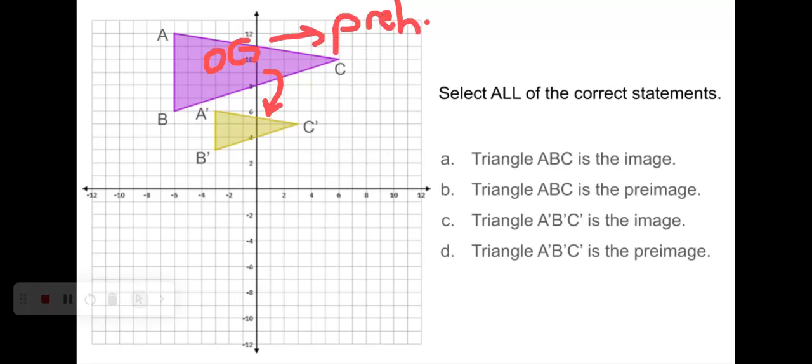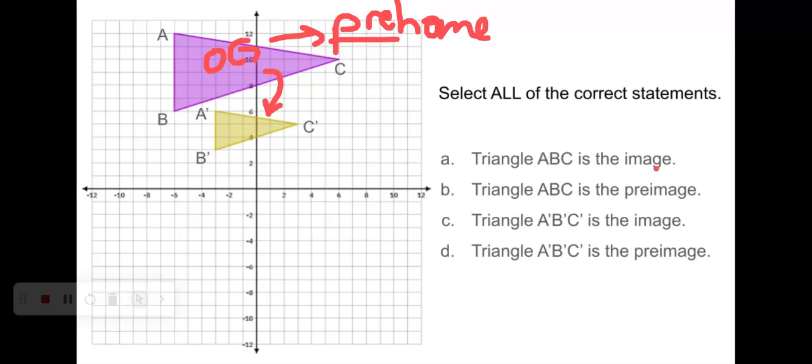Think of it like, for any of my football fans in here, there's a pre-game. There's something that happens, like a show, before the actual game. Pre is before. This image is also called the after image. The image, or the after image, is what happens after we dilate it. Okay, let's answer these questions.